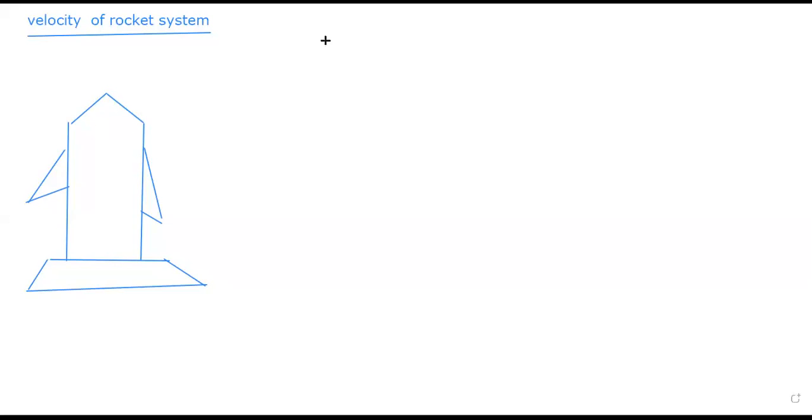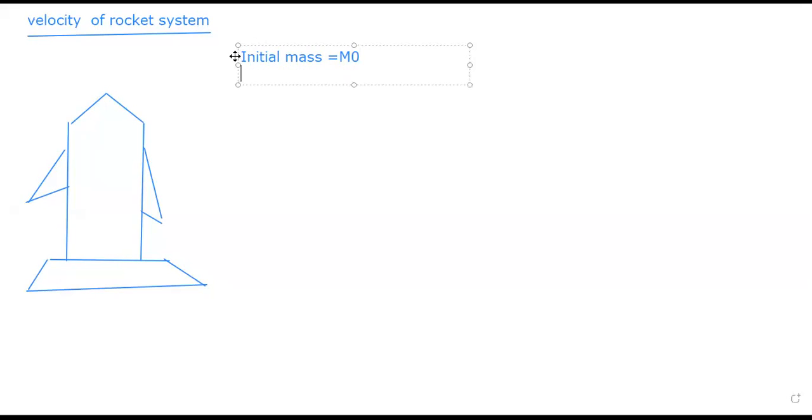Initially, the mass of the rocket, the initial mass, we denote with m naught. So this is the mass of the system when it is yet to be launched in the lab, including the body of the rocket, the fuel, and the material which is used to burn the fuel, the total mass. The total initial mass of the system is m naught.